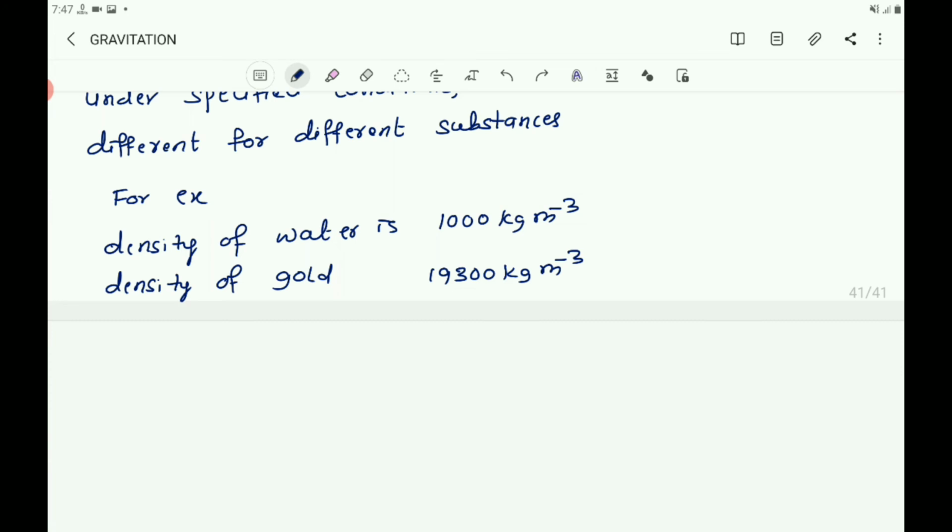So take the next example, density of ice. Density of ice is 920 kg m power minus 3. So it is discussed that ice is having lesser density than the water, so it floats on the water.